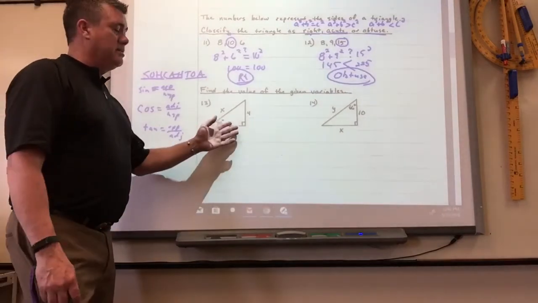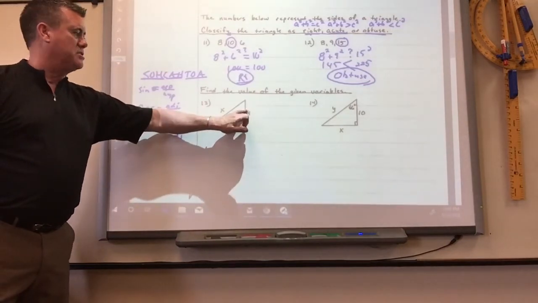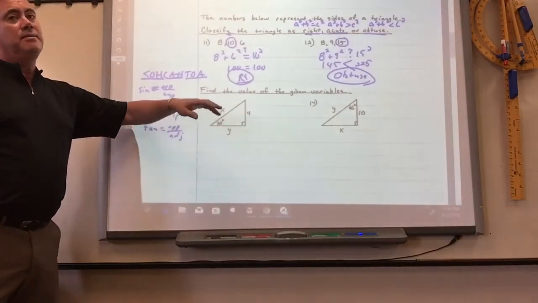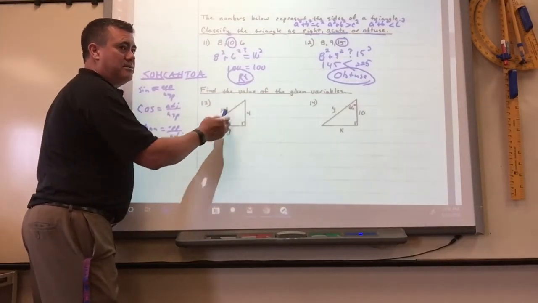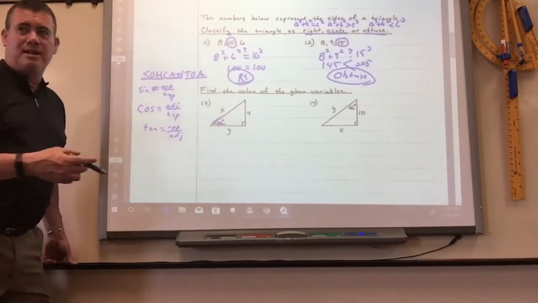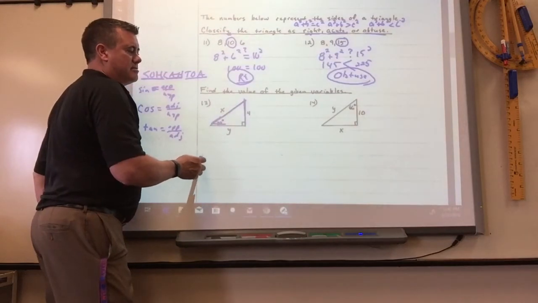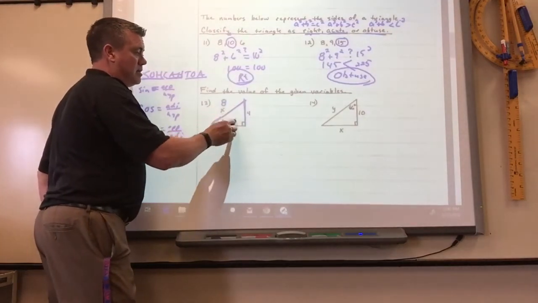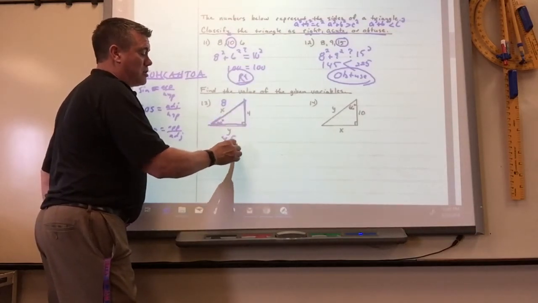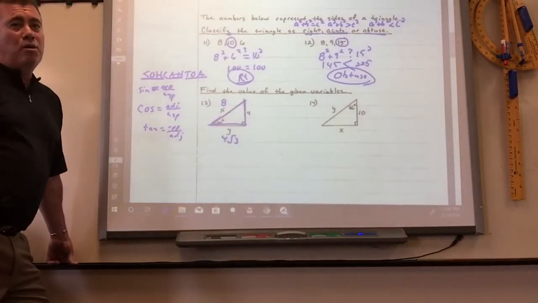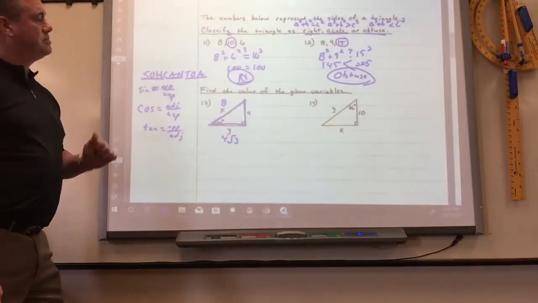Now, this one, to find y, I would have to use tangent because I know the opposite and y is adjacent. But this is a 30 degree, so this is a special triangle. So if you remember the rules, it's a lot easier. If the short leg is 4, how long is the long leg? 8. The hypotenuse is double the short leg. And then the long leg is 4 square root of 3. So if you don't remember that, then you got to use these. The next one, you do have to use these.